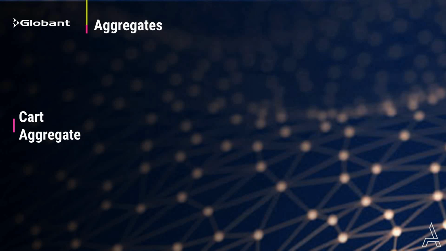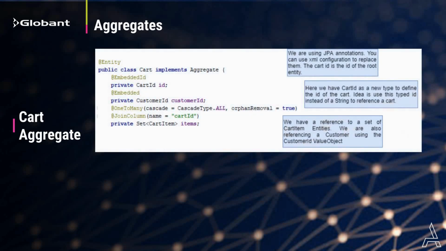It is time to check an aggregate example from our domain. Let's do it. Here we have the cart aggregate. As you can see, we are using JPA annotations. You can replace them with XML configuration. We also have here the cart ID as the ID of this aggregate. As you can see, the cart ID is a new type. We created this type with the idea of using it when we want to reference this cart aggregate.